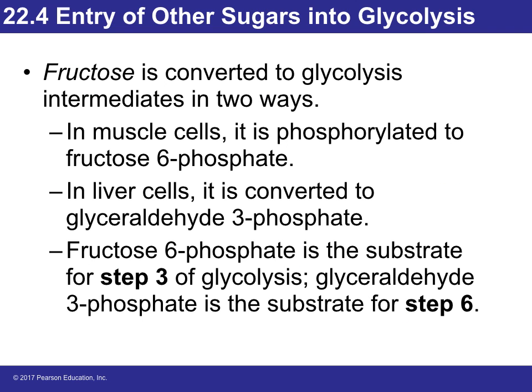So again, here I'm not asking you to know all the steps, but just understand how fructose can get included into glycolysis. There are 2 ways. In muscle cells, it's phosphorylated to become fructose 6-phosphate, and in liver cells, it is converted to glyceraldehyde 3-phosphate. Both of those are going to integrate glycolysis in different steps. I don't ask you to memorize 3 and 6.